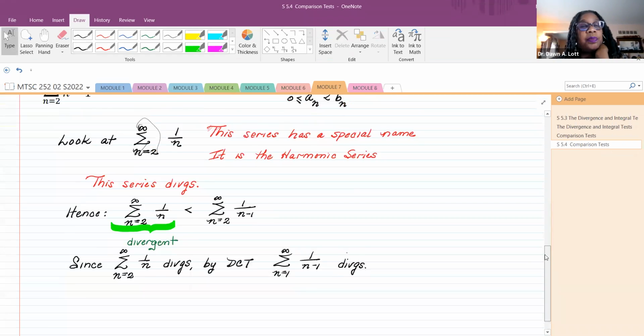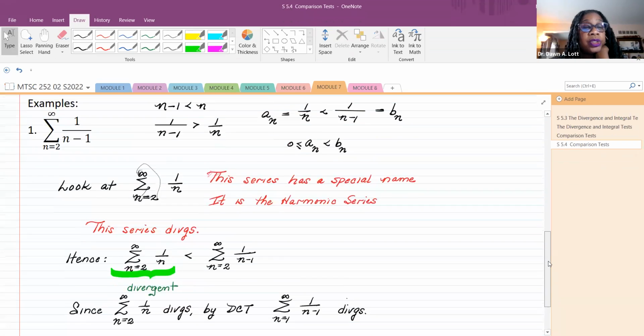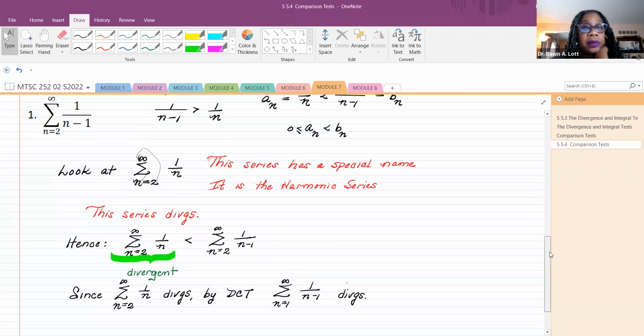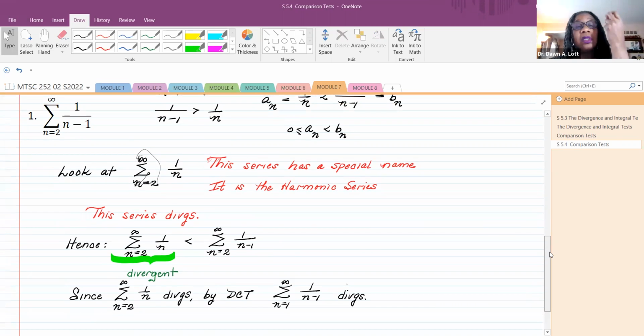So notice I compared it to something I know, which was summation 1 over n. With the direct comparison test, you're going to have two things to state. One, the series that you're comparing it to and why that series converges or diverges, and then the use of the direct comparison test to show that the series you're looking at also diverges or converges.